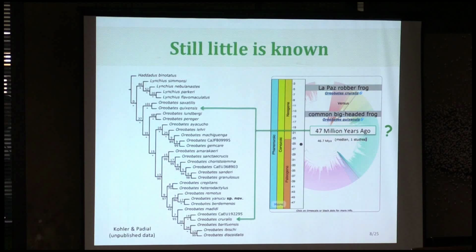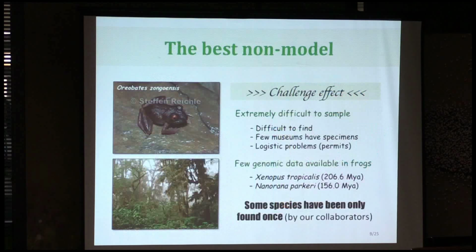There are also some trees, but these trees are made with only one or two genes, so I don't believe these trees that much. What we want to do is get an idea of what's going on with these species. We think that this is one of the best non-model species that we could ever dream of, because there are species that have been described from only one sample. Also, they are extremely difficult to find. You can ask Carles later about that.